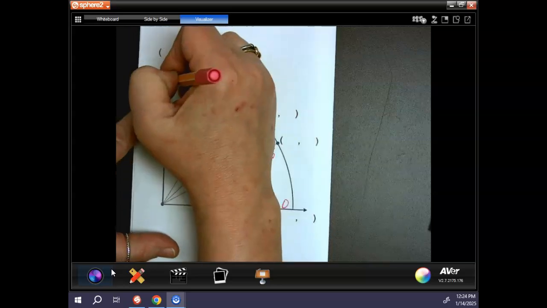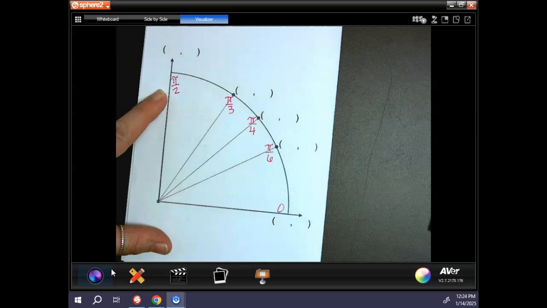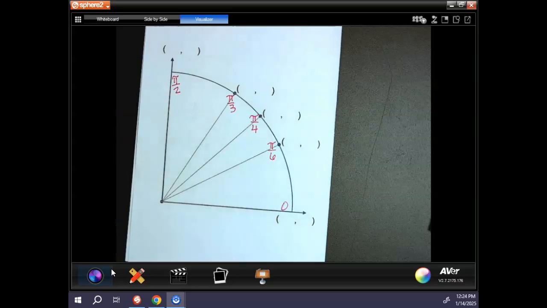Oh, we're still on the purple paper. Sorry. We're still on the purple paper. You should have one more of these. It's on the side with the hand, yeah.